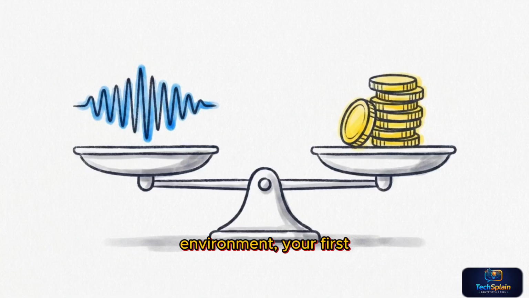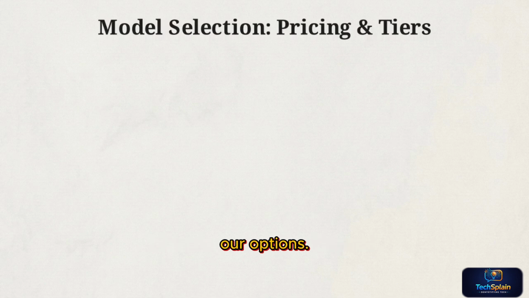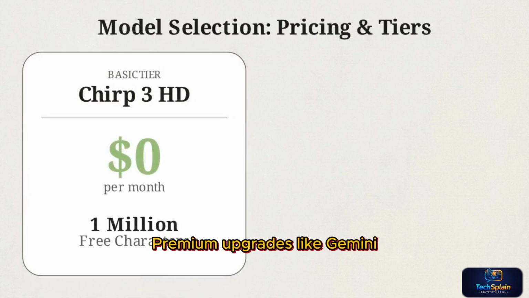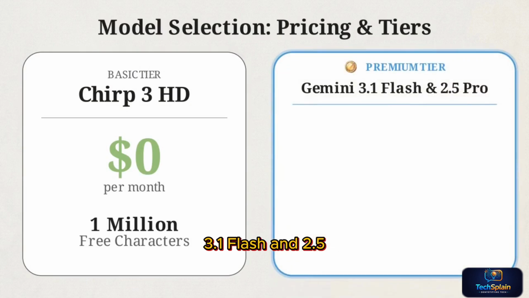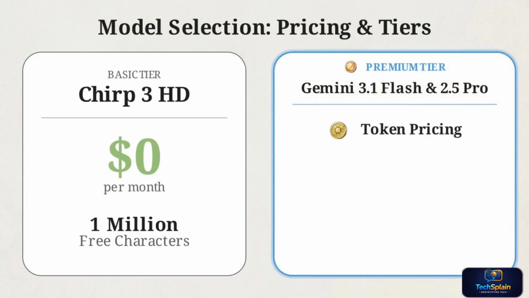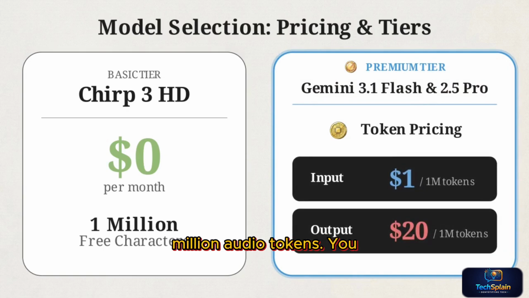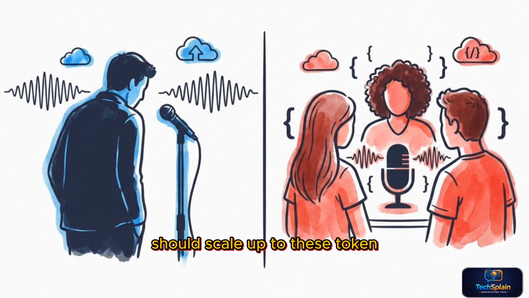Inside the Vertex AI environment, your first decision is balancing audio fidelity with your API budget. This comparison chart lays out our options. Chirp 3 HD offers 1 million free characters monthly. Premium upgrades like Gemini 3.1 Flash and 2.5 Pro use token pricing: $1 per million input tokens and $20 per million audio tokens. You should scale up to these token-based models when your project requires deep emotional resonance or multi-speaker dialogue within a single generation.